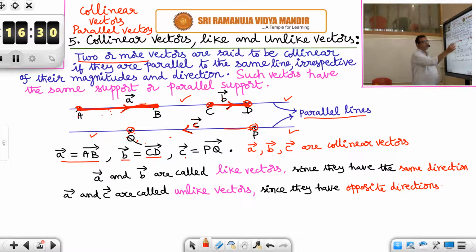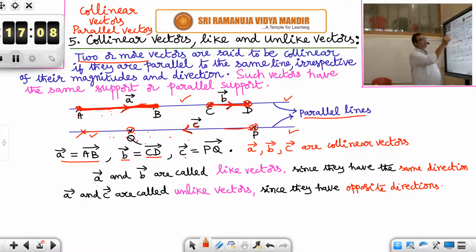The vector a bar can be shifted parallel to its position, is it not? The vector AB bar need not be here. Its initial point we can take on this line and draw some line which is equal in length to AB and call it a bar. Then a bar and c bar become collinear, is it not? So because of the free vector concept, a vector can be shifted parallel to its position. Therefore, even parallel vectors like a bar and c bar are also called collinear vectors because of the free vector concept.